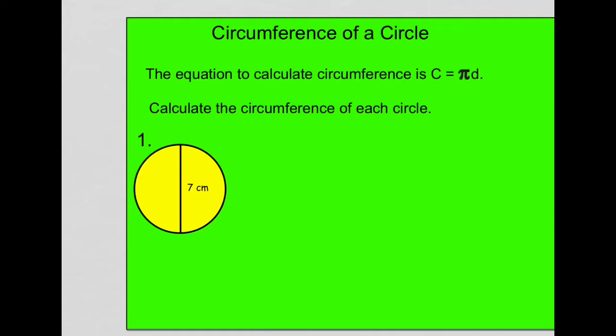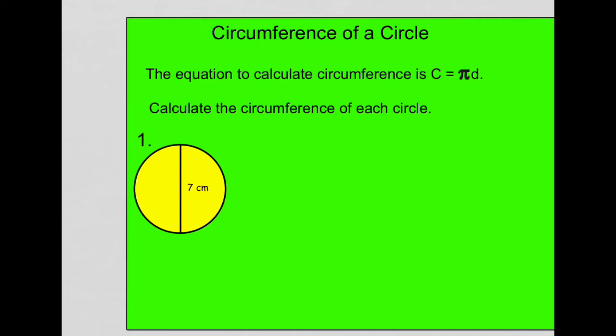Today we're going to start looking at circumference of a circle. Yesterday I had you look at a circle investigation where we discovered what pi is. Now that number pi, which we say is 3.14, even though it's more than that, is the ratio of the circumference divided by the diameter.